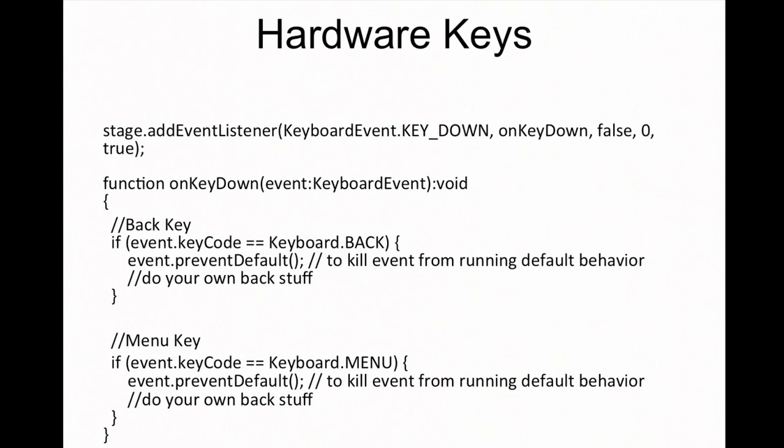But for the other buttons, usually the back button and the menu button are the 2 critical ones with an Android phone. You can listen explicitly for those guys. So you can listen for the keyboard.back and the keyboard.menu and do some stuff. Now, the important thing is you need to prevent default. So basically, you have to stop the event chain.